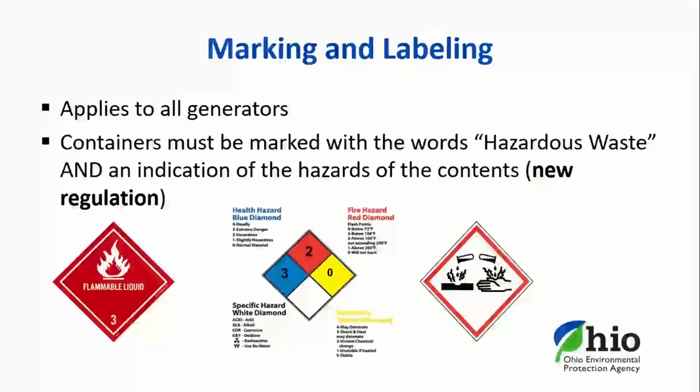All generators need to follow marking and labeling requirements. The containers need to be marked with the words hazardous waste and an indication of the hazards. This is the new requirement under the generator improvement rules. Examples of how to indicate the hazards include just writing the words of the hazardous waste characteristic on the container, such as ignitable, corrosive, reactive, or toxic.